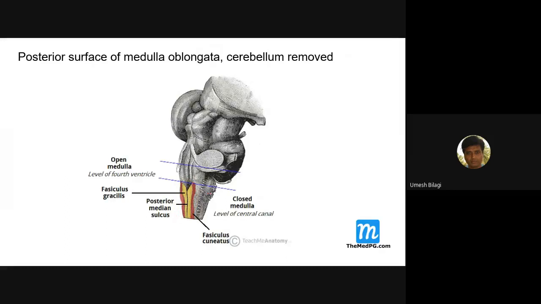Similar to the anterior median fissure, there is a posterior median fissure here. This posterior median fissure medially has got gracilis and what is one more? Cuneatus. Here it is. This red one is cuneatus, yellow one is gracilis. That is a tract they come here. And these also decussate in the medulla itself.